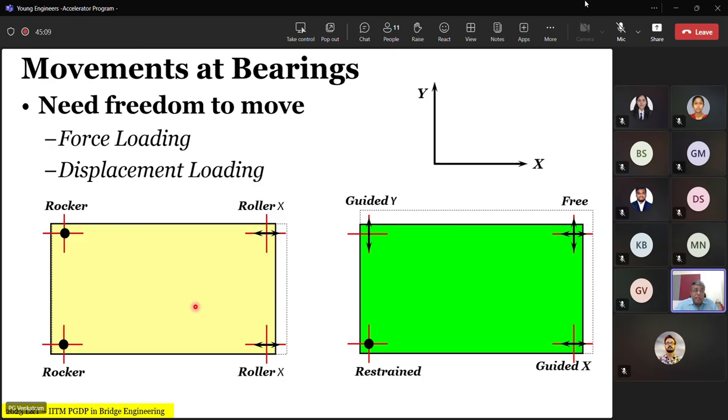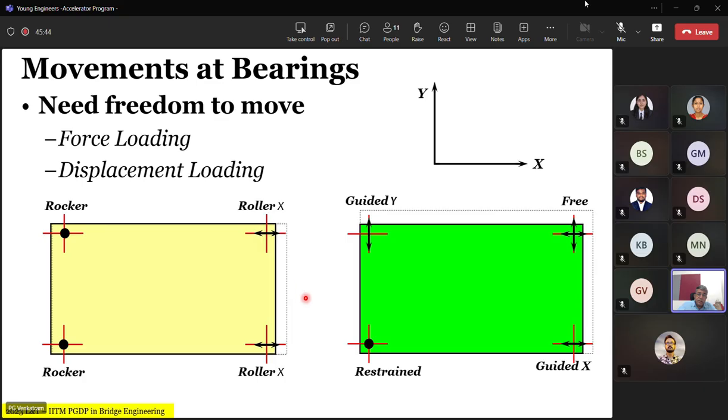We have already established that the need for freedom to move must be built into your superstructure in one form or other. So initially we will look at it as if the substructure has no role to play in this. We will look at it only as a bearing. Imagine that we have a bridge deck. This is the old style rocker bearings at the two ends, and this is the roller bearing at the two ends.